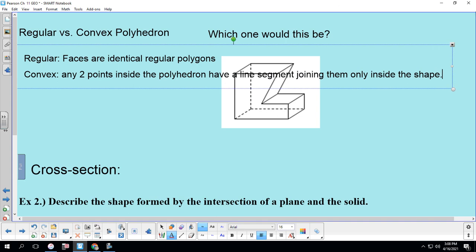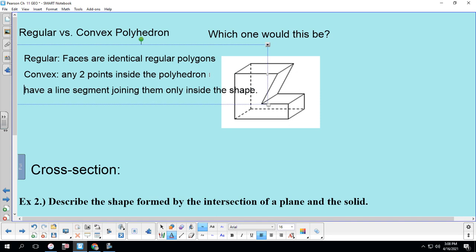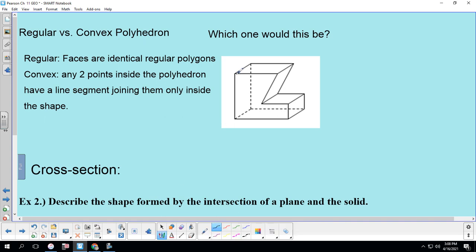So let's look here. If I were to draw a line, say corner to corner, from right here to right here, that line would be totally inside of my polyhedron. But if I were to draw a line from this top line all the way down to this bottom corner, we go through our shape, out of our shape, and then touch our shape again. So any 2 points inside of a polyhedron have to be wholly inside our shape in order to be convex.